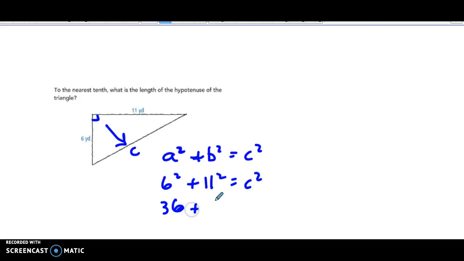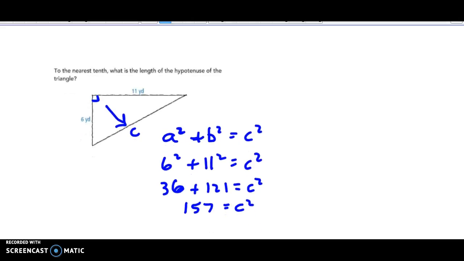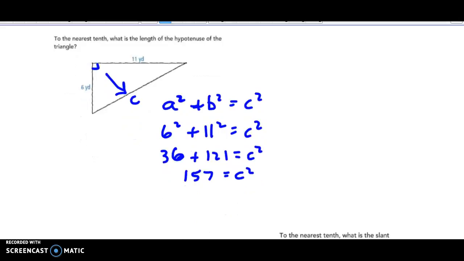6 squared means 6 times 6, which is 36, plus 11 squared, which means 11 times 11, which is 121. And I can continue simplifying by adding. So 36 plus 121 is 157. And now my last step to solve is to take the square root of both sides because that allows me to solve for c. The square root of c squared is c, but the square root of 157 gives me a decimal. So I will just round it off to the nearest tenth. The square root of 157 is 12.52. So I'm going to round it to 12.5.